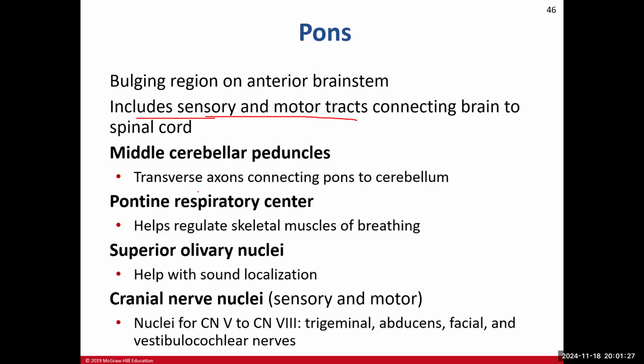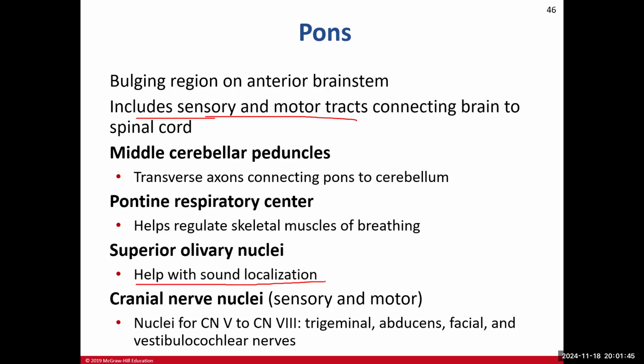We'll also see the superior olivary nuclei. We'll talk more about that in chapter 16, but that's for sound localization. Again, when you hear something, how do I know if it's to the left of me, to the right of me, above me, or below me? The superior olivary nuclei will assist in that.